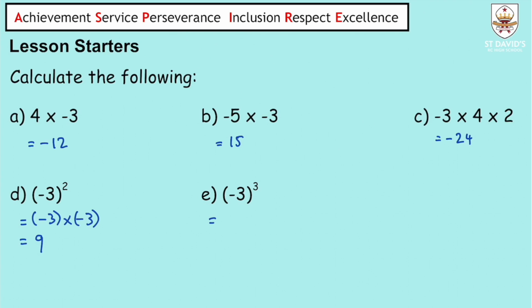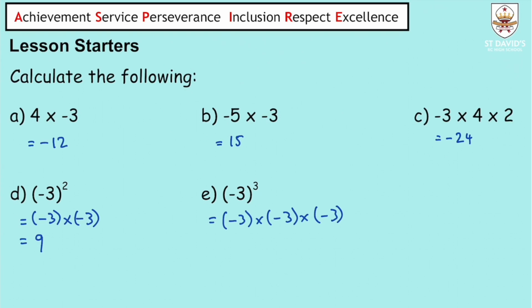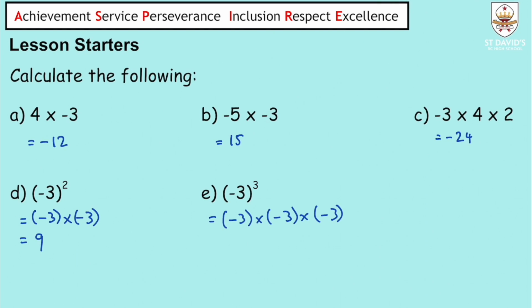And then for question E, this is the same as negative 3 times by negative 3 times by negative 3. Now for the first 2 terms, that's negative 3 times by negative 3. That's going to give you positive 9, like we know in the previous one. So positive 9 multiplied by negative 3 gives us negative 27.